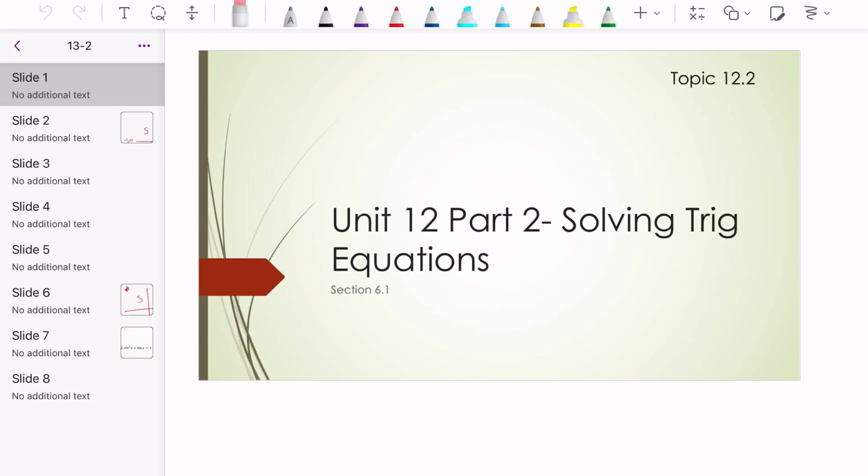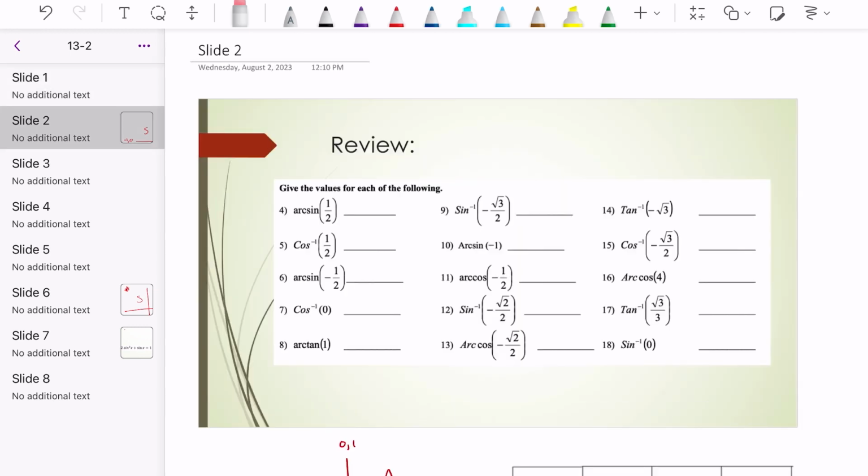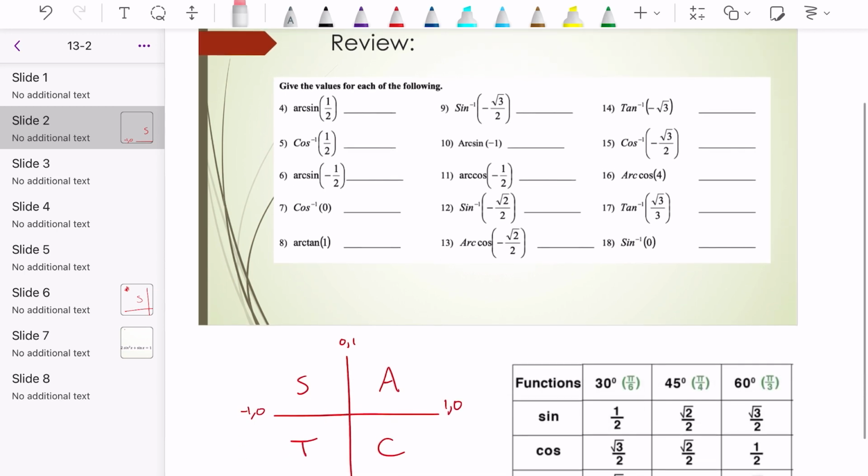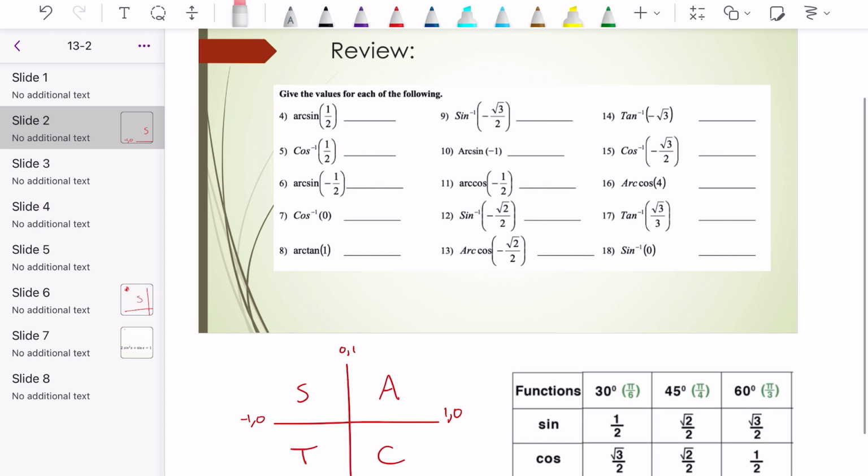We're going to start with Unit 12, Part 2. So we use this as well as 13.1 to kind of describe what we're covering, which is solving trig equations. On our first slide, we're going to be taking a look at various different types of problems, but most importantly, at the very bottom, you're going to see what we will be using to figure out these different equations. Now, you need to know your unit table or your unit circle, one or the other.